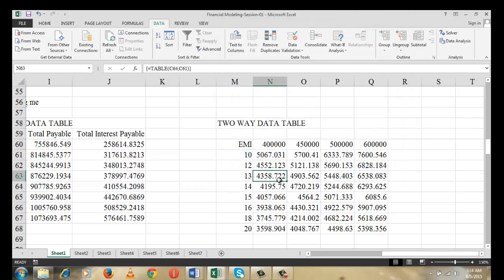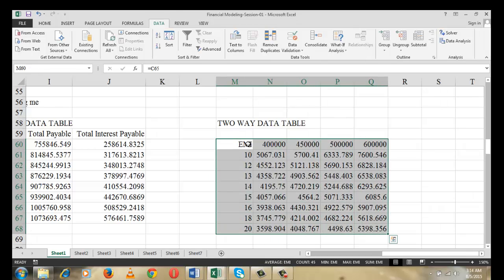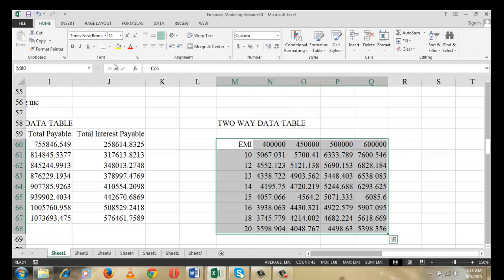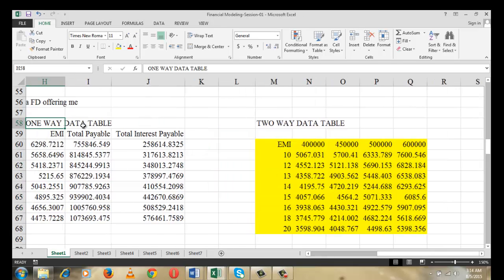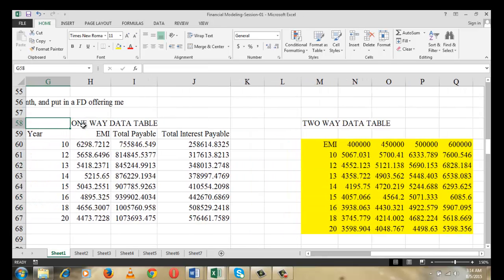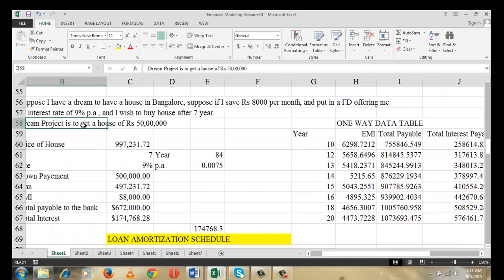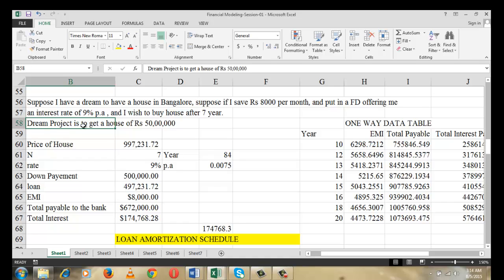Now if I had taken this much loan amount for this many years, what would have been my EMI? So you can do very good analysis if you have a data table, and you can learn one-way and two-way data tables. That is very important. Learning is most important too. The one-way data table is the same scenario, and you have a two-way data table too, and it helps you a lot to analyze.